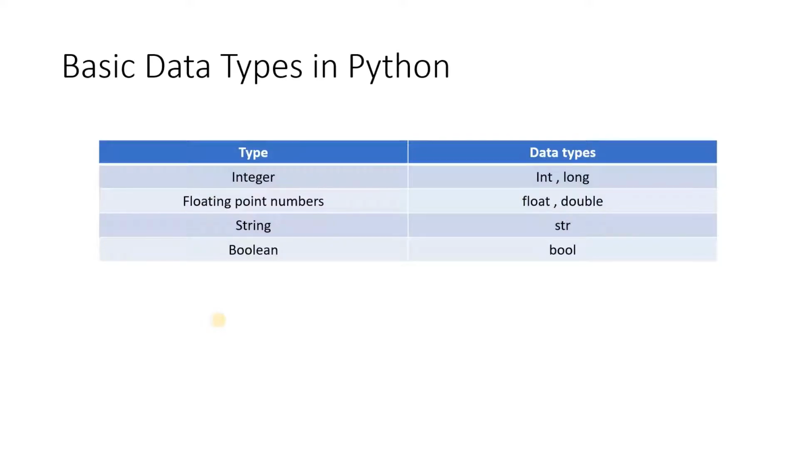The first comes the basic data types in Python. These four are the basic data types used in Python: integer, floating point numbers, string, and boolean. These four data types are common in all the programming languages such as C, C++, Java, etc. So these are the basic data types in Python.